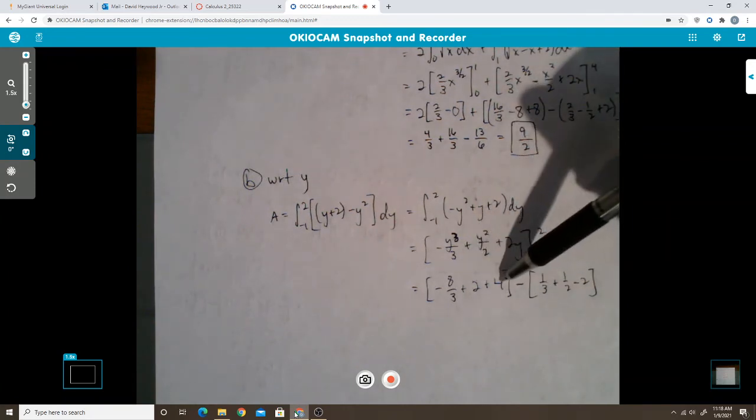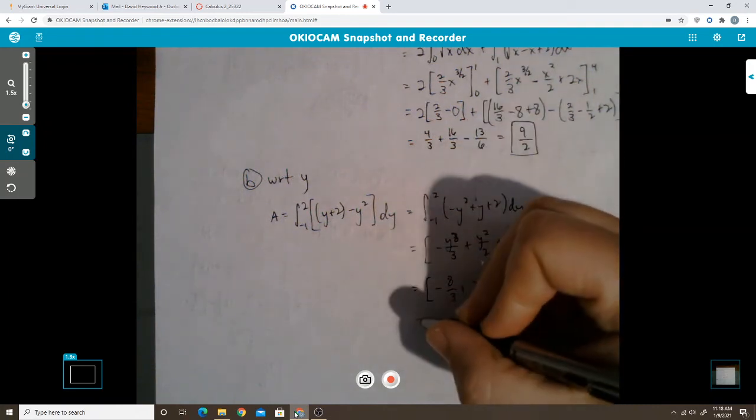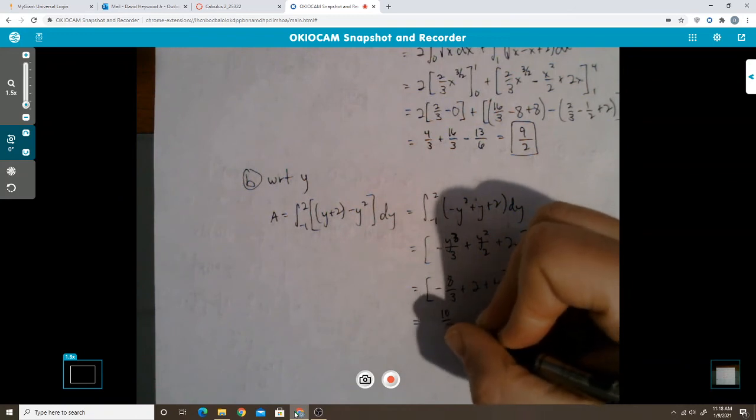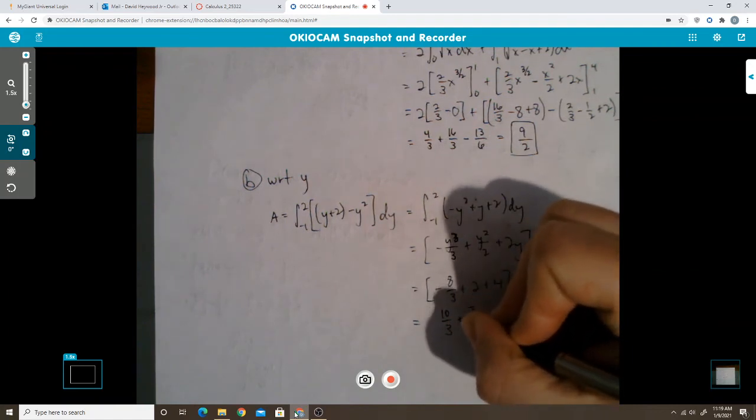Okay, 2 plus 4 is 6. 6 would be 18 thirds. 18 thirds minus 8 thirds is 10 thirds. And here we have 1/3 plus 1/2. 1/3 would be 2/6. 1/2 would be 3/6, so we get 5/6. But then minus 2. 2 would be 12/6. So 5/6 minus 12/6 would be negative 7/6. Is that right? But then this negative makes it a positive, so we're going to say plus 7/6.